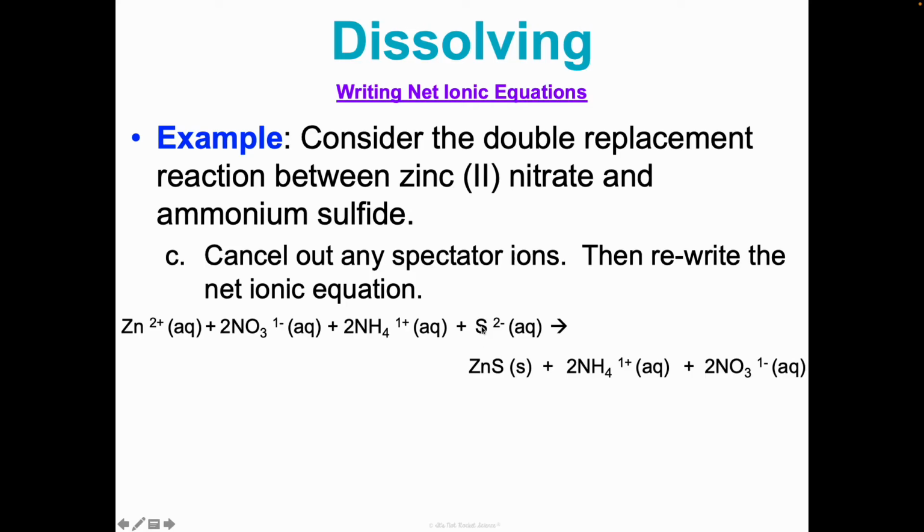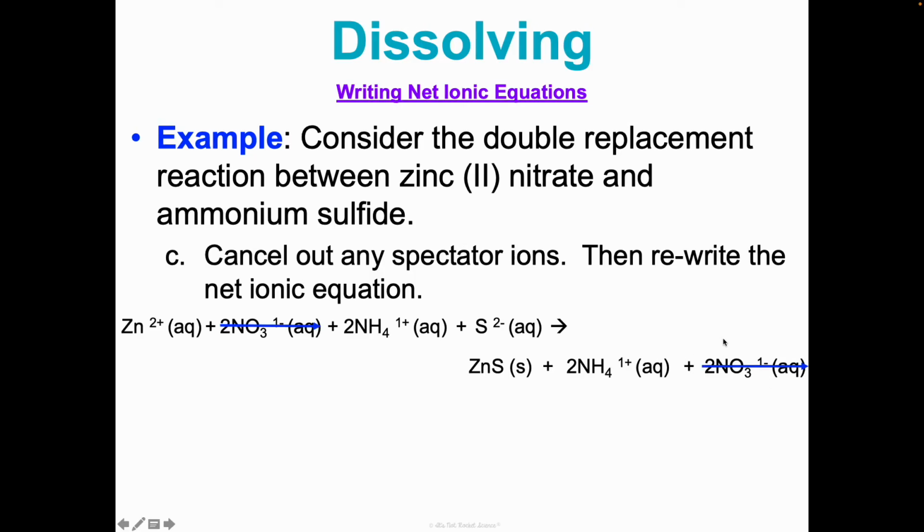So I'm just moving this up for the sake of space. Now you're going to cancel out any of those spectator ions, anything that's a duplicate on the reactant and product side. Okay, so for example, let's look at zinc ion. This is a zinc ion on the reactant side. Is it on the product side? Nope. So that stays. Look at this, 2 nitrates. I also see 2 nitrates in the product. So those are spectator ions.